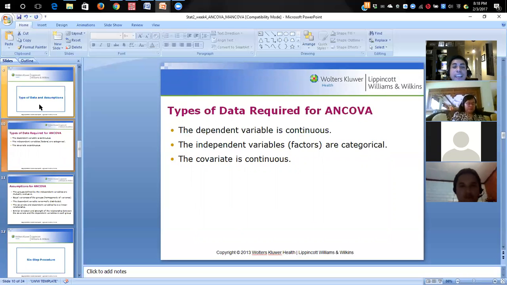So that's good. All right, so these are some of the requirements for ANCOVA: the dependent variable is continuous. So ANCOVA cannot be equivalent to logistic regression, because in logistic regression the dependent variable is binary: yes, no, yes, no. But the equivalent for ANCOVA is multiple linear regression, because you have a continuous dependent variable, and the independent variables, the factors, are categorical. And then the covariate is continuous. So this is what we see when we do a multiple linear regression.